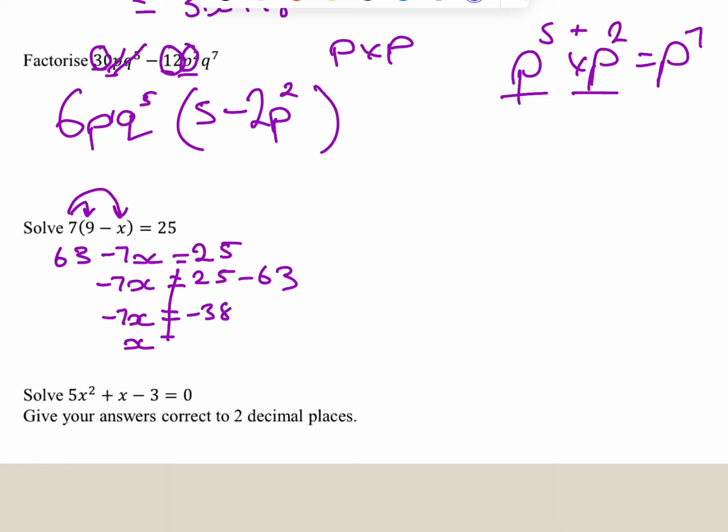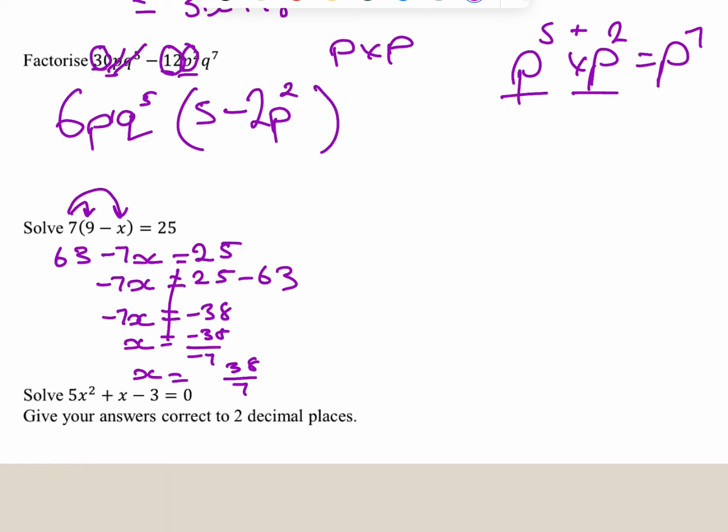So then we're going to divide negative 38 by negative 7 because we're trying to work out what just x is. Well, first off, we know two negatives make a positive. So in this case, you would get a long decimal. So we're just going to leave it as 38 over 7.